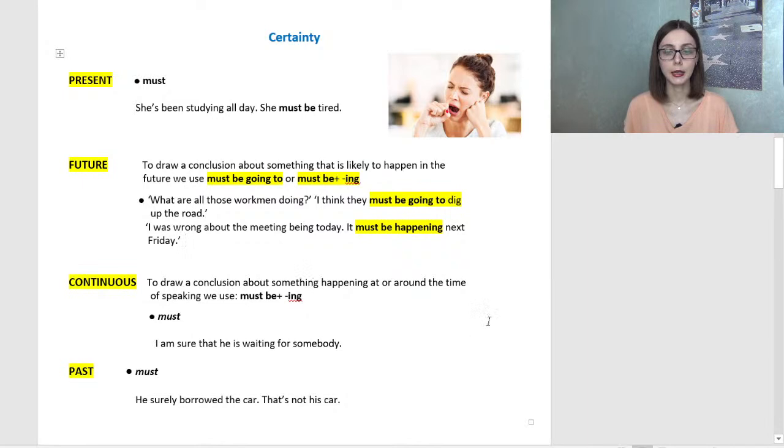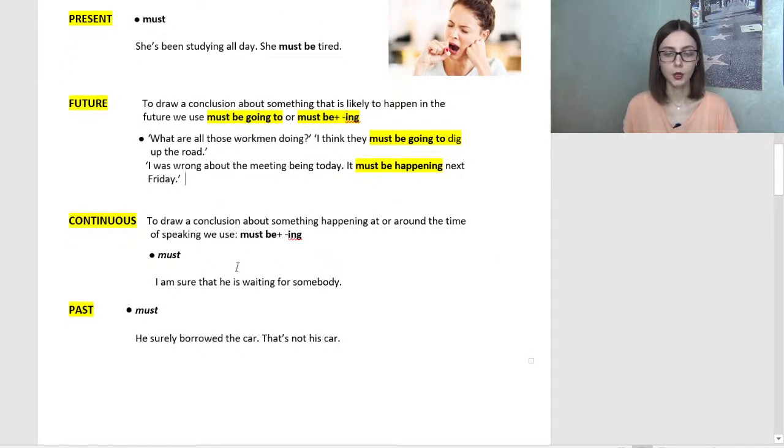So this is how it works in this situation. Let's take a look at the continuous form. If you are talking about continuous, you would use the construction must be plus ing. So for example, I'm sure that he's waiting for somebody. What do you think, guys? How can you say it in a different way with must? Can you try and type it in the chat box?